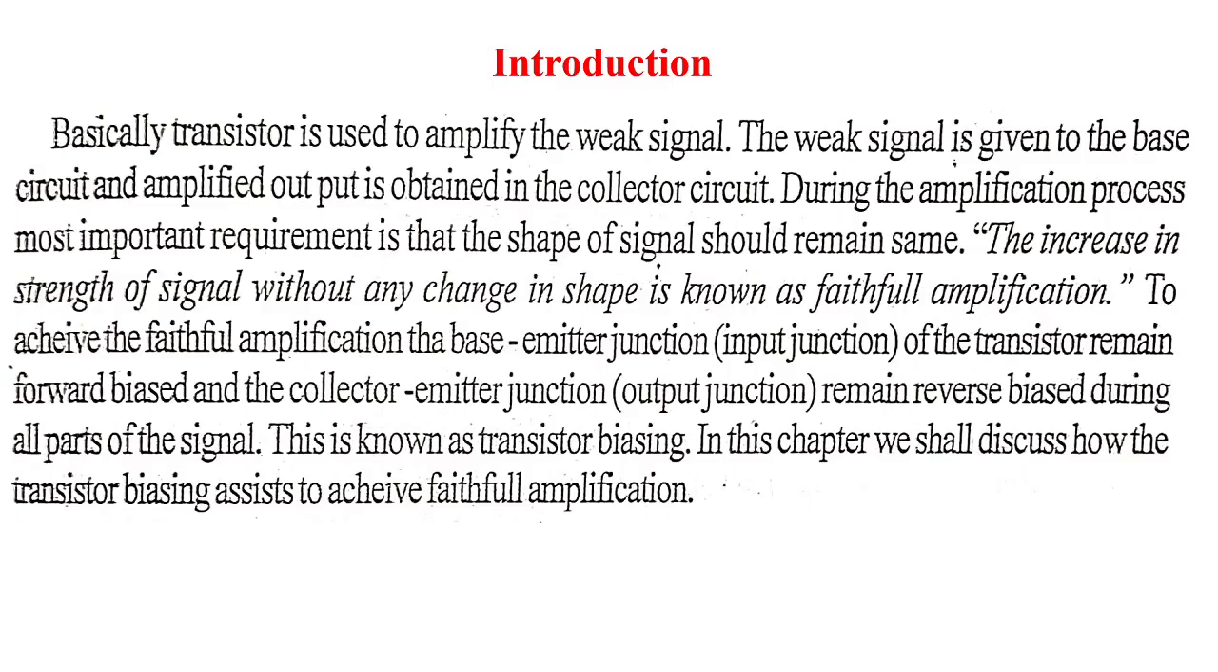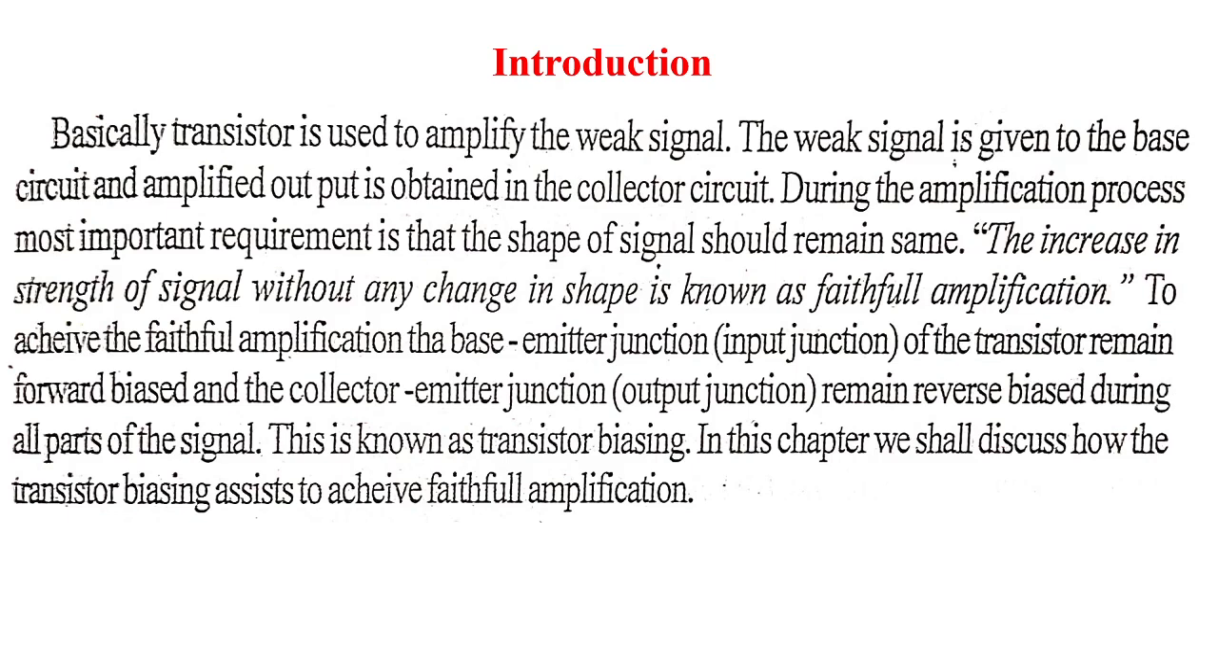So now see, in this chapter, basically the transistor is used to amplify a weak signal. The weak signal is given to the base circuit and the amplified output is obtained in the collector circuit. During the amplification process, the most important requirement is that the shape of the signal should remain the same. The increase in strength of a signal without any change in shape is known as faithful amplification.